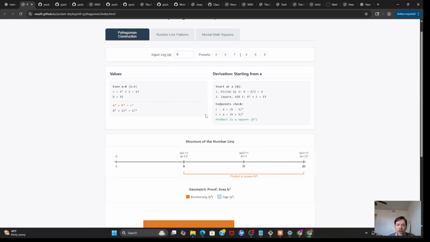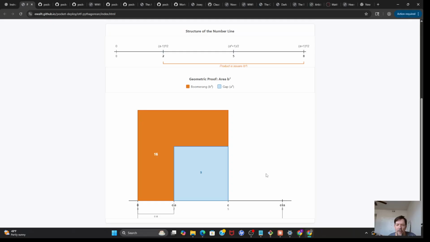And you can go through the algebra that it's showing here. And for an odd number, you can do the same thing, but in a slightly different way. By the odd number, I'm talking about A is odd. So if A is odd, we've got the difference from 2 to 5 is odd. It's 3, which is odd.